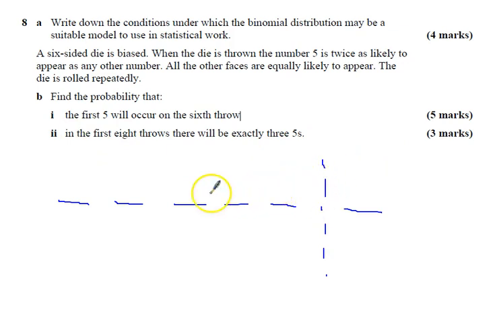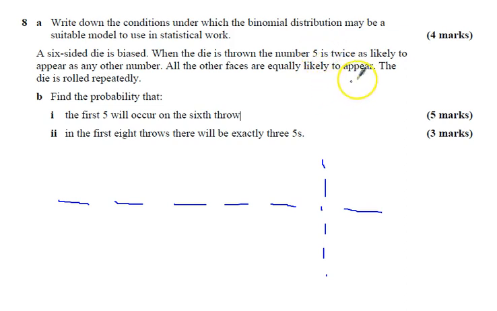And there's only one way to do that, which is to have not a 5 all these times and a 5 here. If the 5 is twice as likely as any other number, then instead of being all out of 6, we can just say this is all out of 7. Yes, because the 5 is taking 2 portions of the probability.